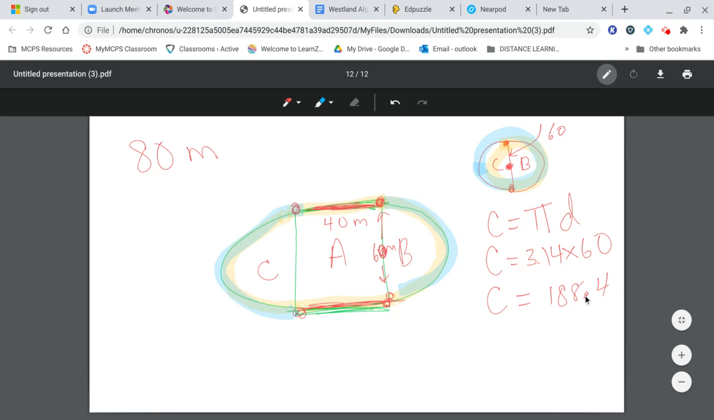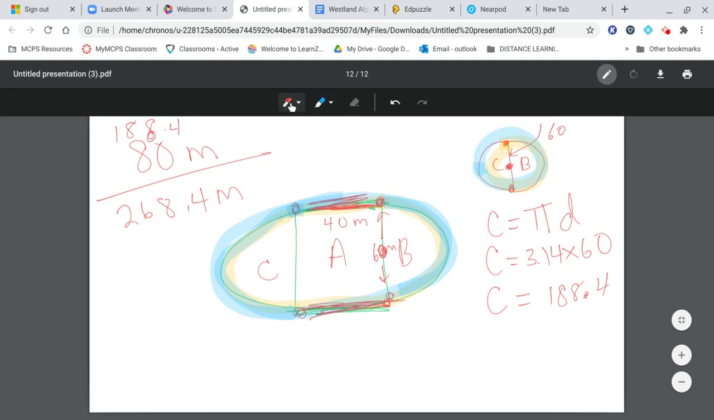188.4. Now, when you go around this blue part, it's 188.4. But when you go around this, I guess we'll call it the red part, it's 80 because 40 and 40. So if you add those two numbers together, you actually get how far you would go. Sorry, that's 188.4 plus 80, which is going to equal 268.4 meters. And that's how far it would be if you were to go all the way around the track.